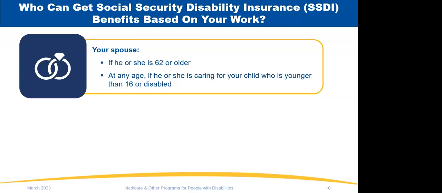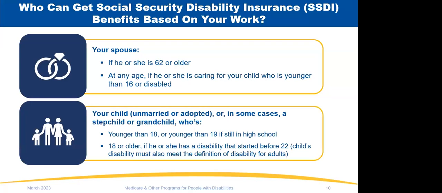We can also pay a young spouse, younger than the age of 62, if that young spouse has a child of the disabled worker in their care that's under the age of 16 or is disabled. Once that youngest child turns 16, the benefit for that young spouse would stop, but we'd continue to pay that child until that child is age 18, or 19 if it's still in school.